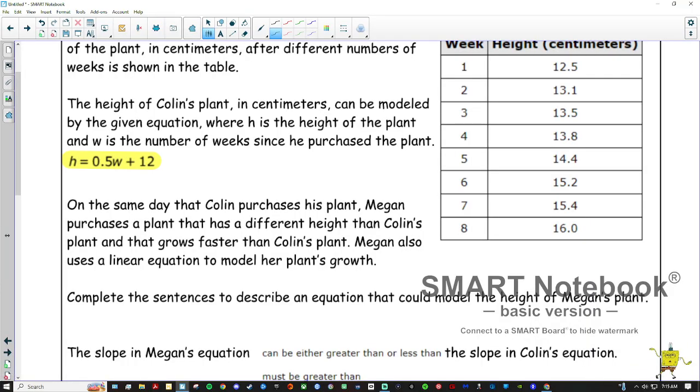Y equals mx plus b, which tells us that our slope, our rate, is 0.5, and our intercept is at 12. Okay, so 0.5 is the growth rate. This is how fast it's growing, at 0.5 centimeters per week. 12 is our starting value, so the plant's starting at 12.